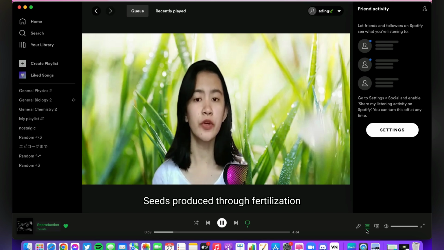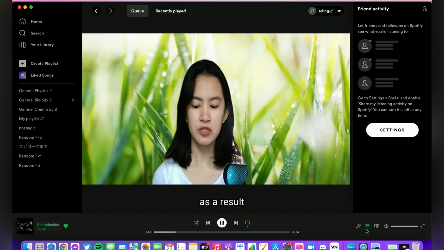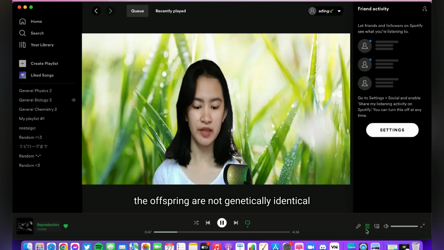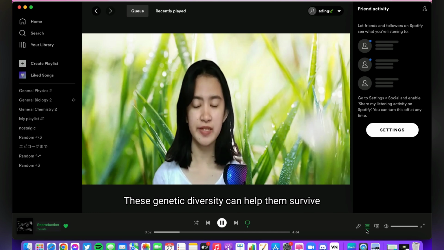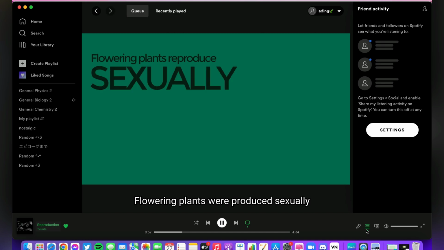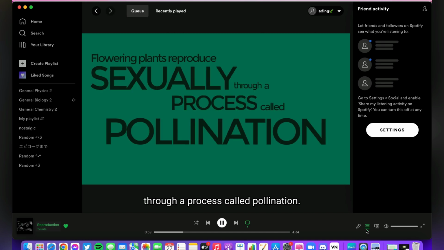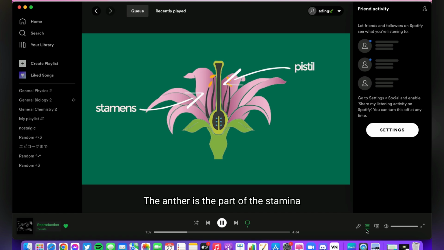Seeds produced through fertilization contain genetic material from the parents. As a result, the offspring are not genetically identical to either of the parent plants. This genetic diversity can help them survive if the environment changes. Flowering plants reproduce sexually through a process called pollination. The process involves male sex organs called stamens and female sex organs called pistils. The anther is the part of the stamen that contains pollen. This pollen needs to be moved to a part of the pistil called the stigma.